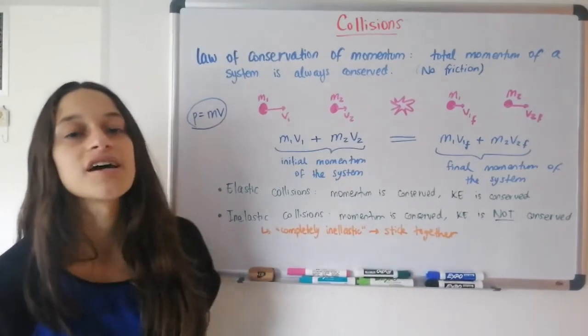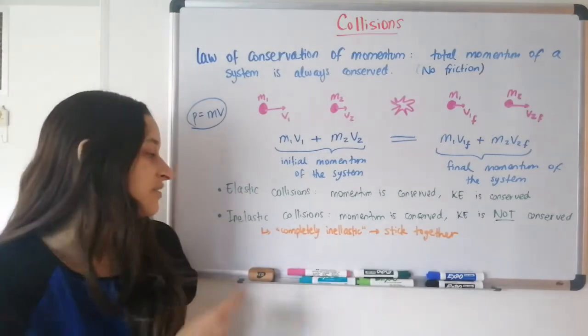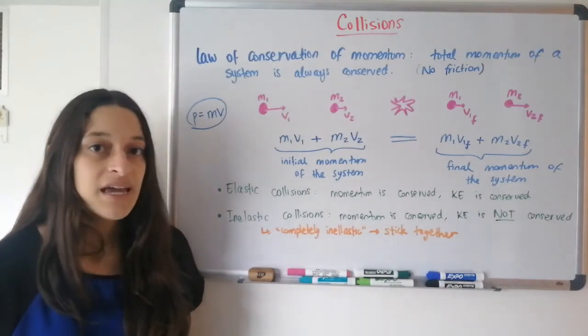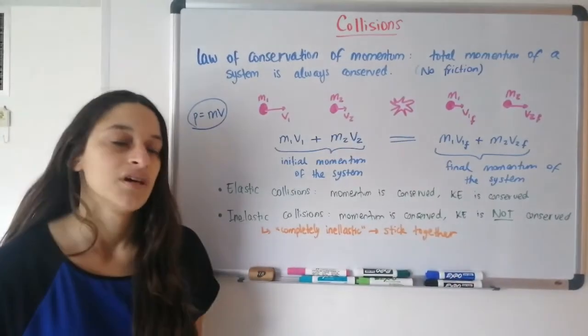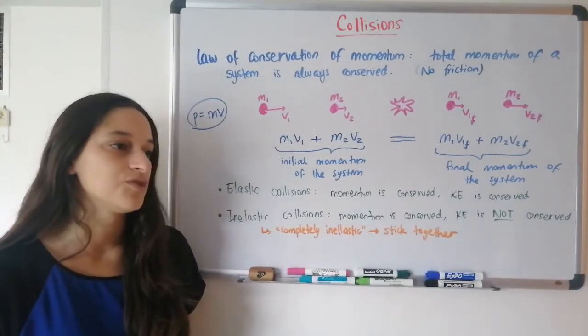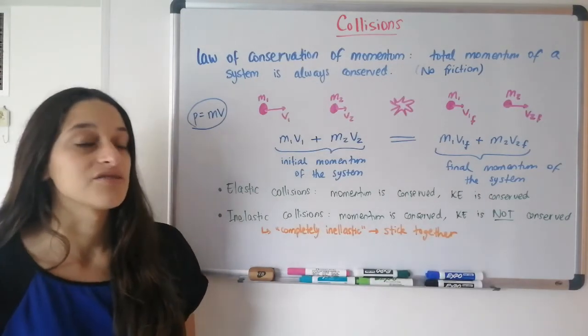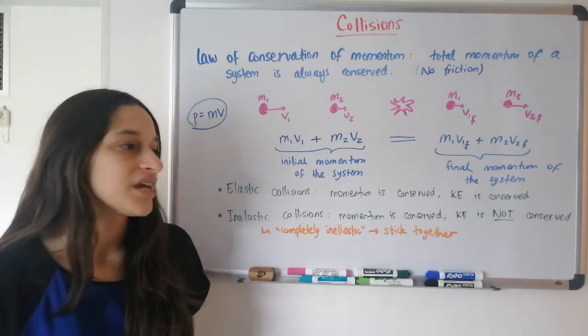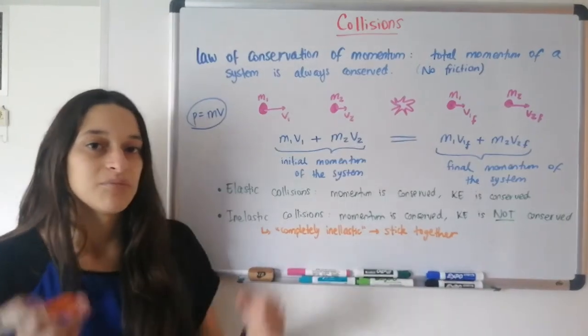So if you get an exercise that says that the two objects stuck together, you can immediately know that it's an inelastic collision, and that means that kinetic energy is not conserved. That happens also if you throw a piece of gum at the wall and the gum stays stuck to the wall, or any time the two objects at the end have the same speed because they're together.